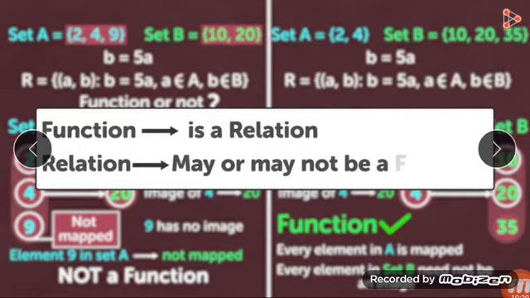So we can conclude here that every function can be a relation. But all relations may or may not be functions, because every relation may or may not fulfill the requirements of being a function.